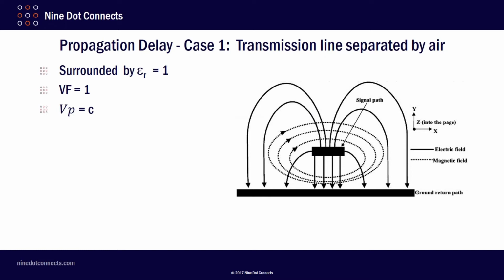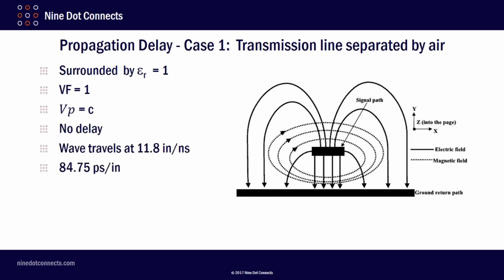In this first case is just a transmission line separated by air. Because air we know has an epsilon r equal 1, then everything travels at the speed of light. That is 11.8 inches per nanosecond. Therefore, it takes about 84.75 picoseconds to traverse 1 inch worth of material.